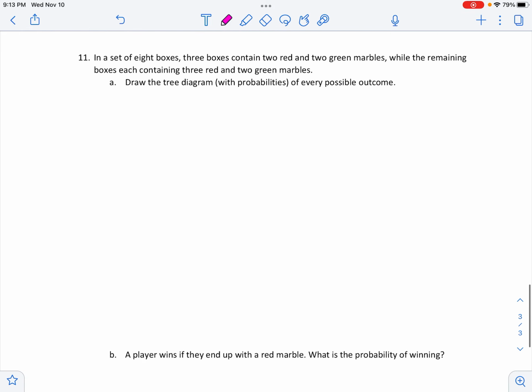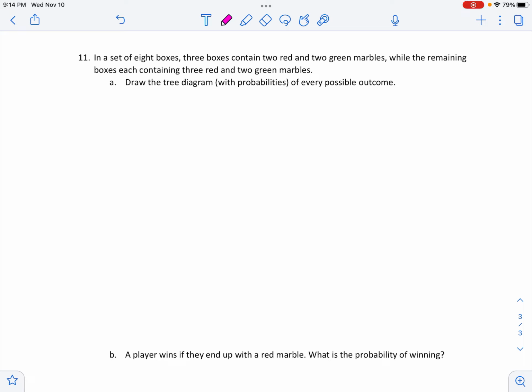All right, number 11 is our tree diagram. And so when I create a tree diagram, there's lots of reasons why you might choose to do one. And one reason is because you have multiple choices that have different scenarios within themselves. So if I wanted to find the probability of choosing a red marble, but I first have to choose a box, right? I have to choose a box and choose a red marble.